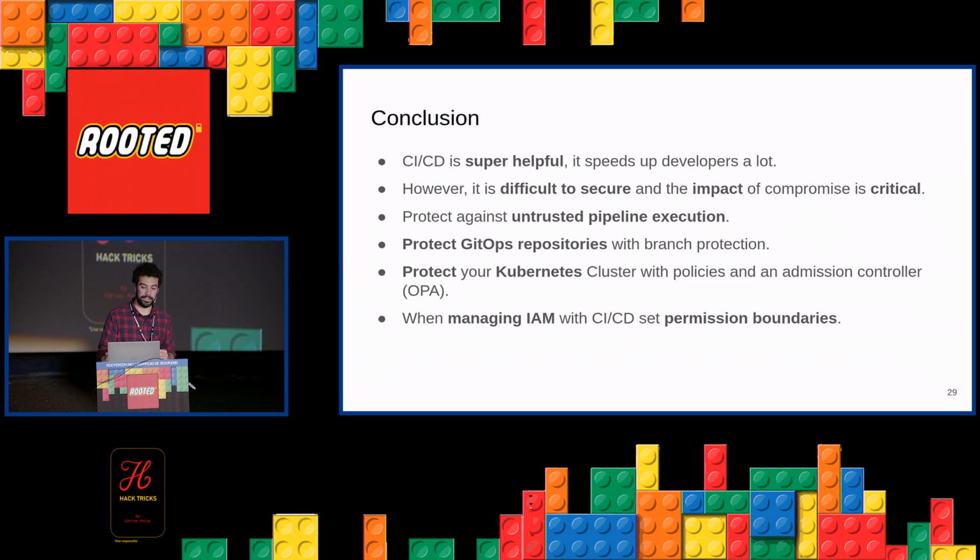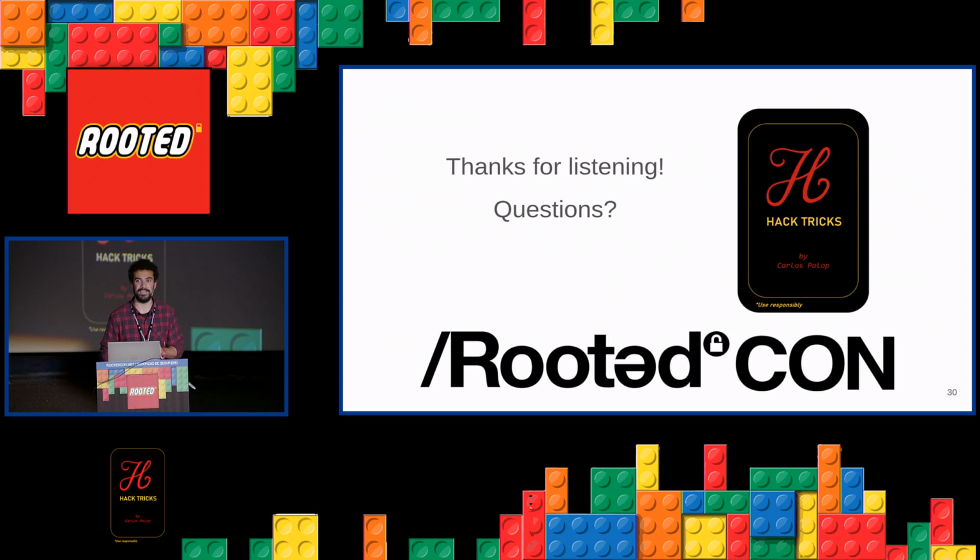Conclusions: I don't have time to go over all of this, but essentially, CI/CD is very useful, but very dangerous, and therefore, we should be protecting it with all the mitigations that we talked about in the past. And that's pretty much it. Any questions?